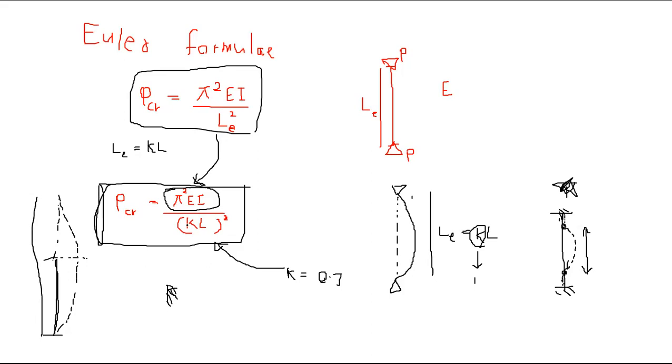So for now, keep this in mind. For a pin condition, this K is 1. You can see when the K is increased beyond 1, the total term would decrease, right? So when the K is lowest, buckling force will be higher. The force required to buckle the column will be higher when the K is low.